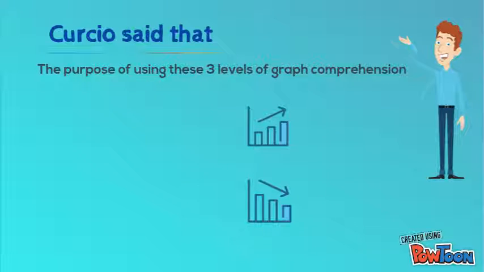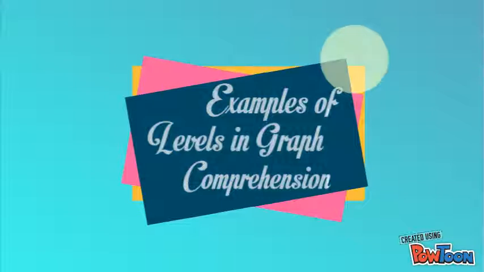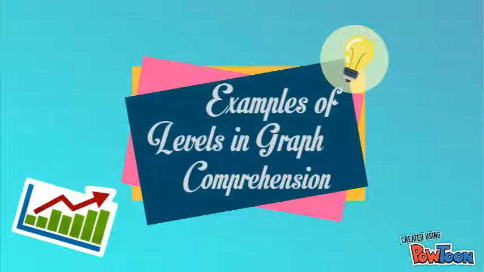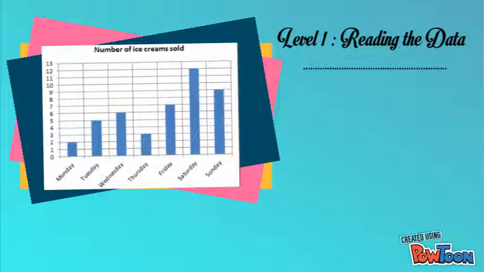Therefore, students should not only see a few of these point-wise words, but also see the global and trend features of the graph. Now that you have understood the 3 levels of graph comprehension, let us take a look at an example. Let us begin with level 1, reading the data. Let's look at some questions.